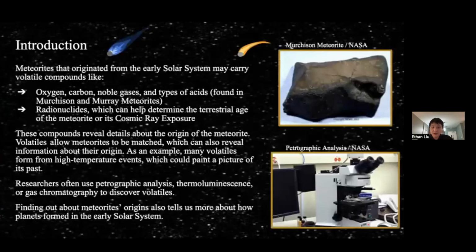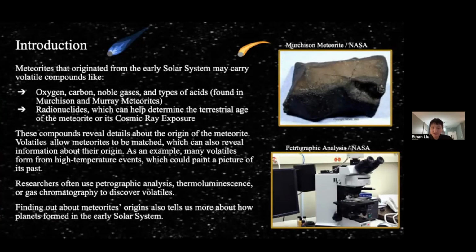Introduction. Many of these meteorites or chondrites contain materials from the early solar system. These volatile compounds can be oxygen, carbon, noble gases, and types of acids like those found in the Murchison and Murray meteorites. Additionally, radionuclides can help determine the terrestrial age of the meteorite or its cosmic ray exposure, or in other words, its time spent on Earth and its time spent in space.